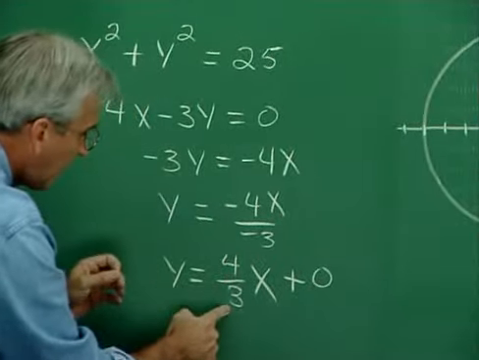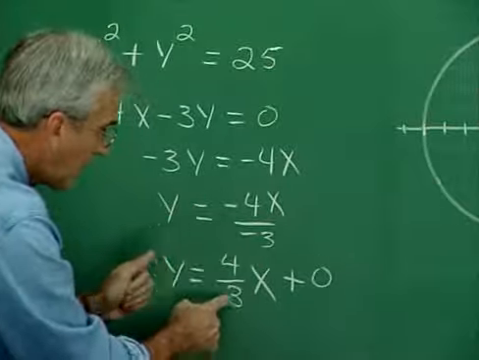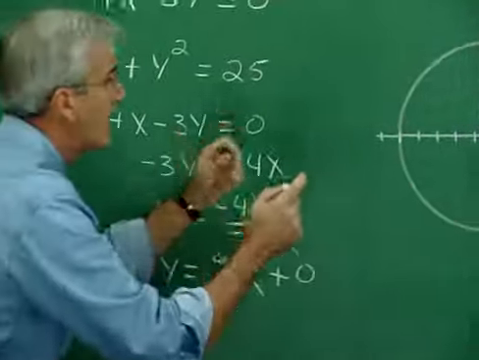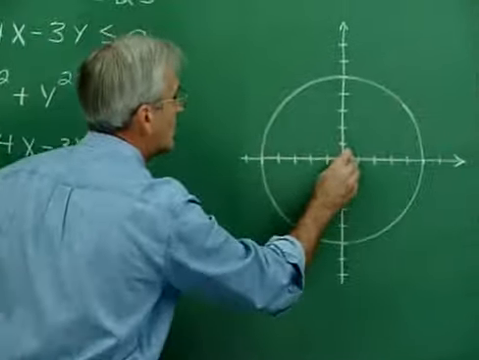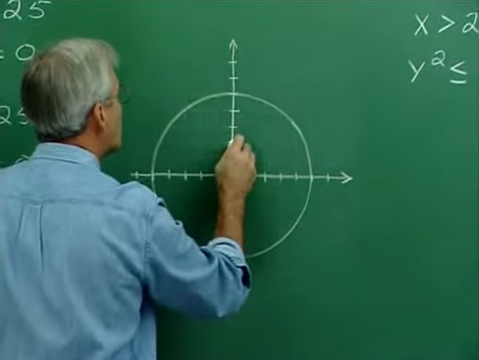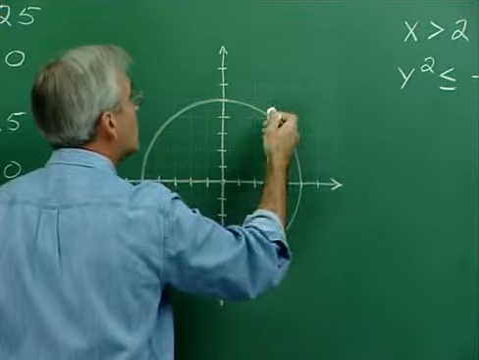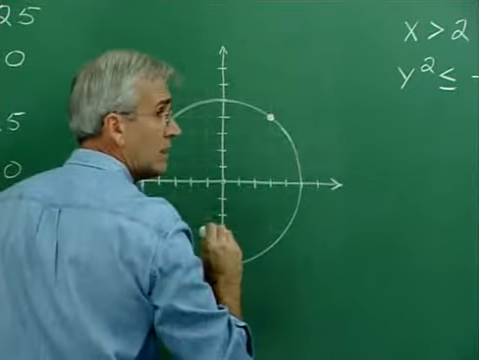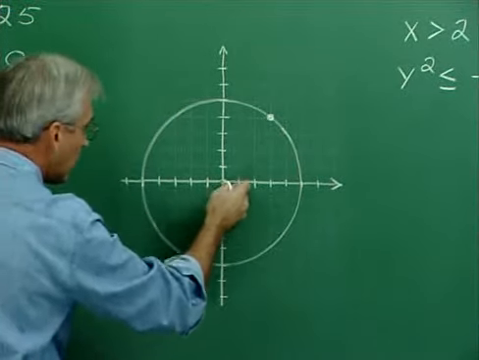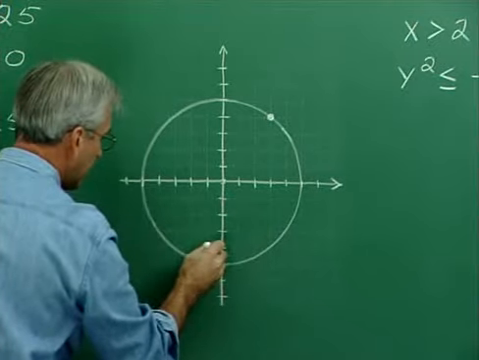And the slope is 4/3. Well, so from the origin, we're going to go up 4 and over 3. All right, let's do that. So here's the y-intercept. And from this point, rise 1, 2, 3, 4 over 1, 2, 3. And we can do the same thing again, up 4 over 3. But let's go in the other direction. Down 4 over 3.